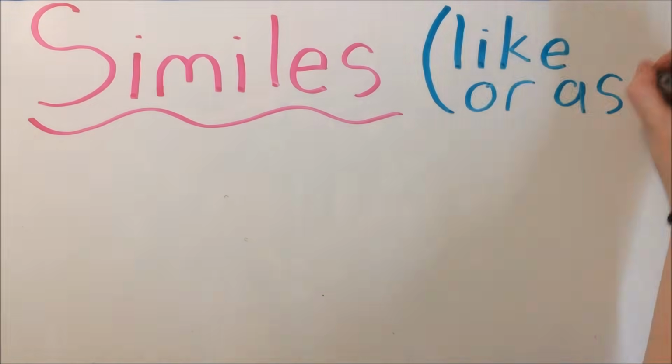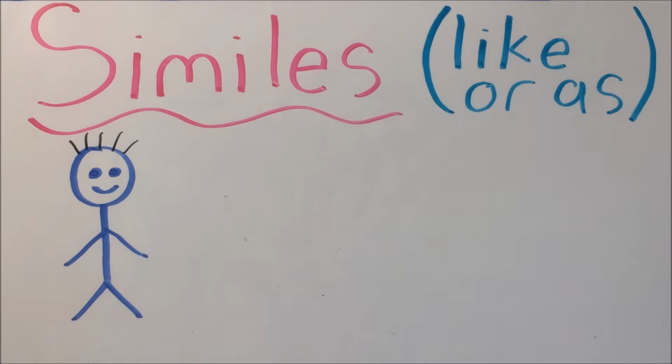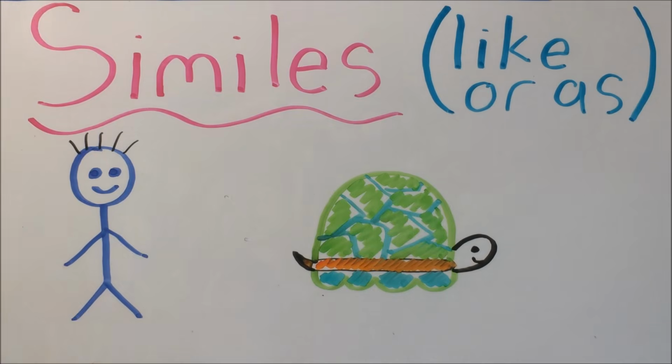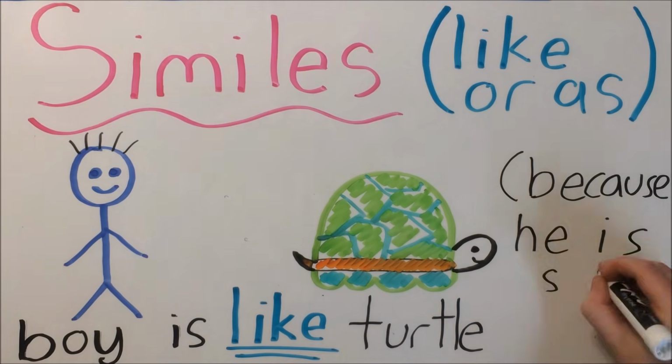Now we're going to move on to similes. A simile is related to a metaphor. However, with a simile, the author is claiming that something is similar to another thing with the help of words such as like or as.